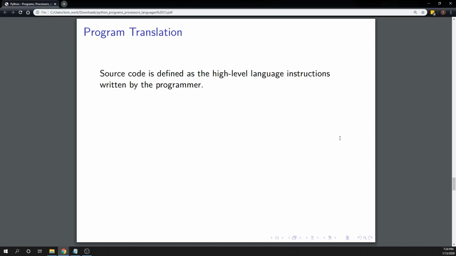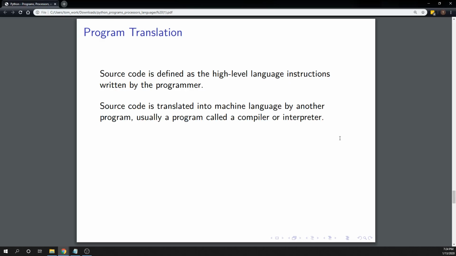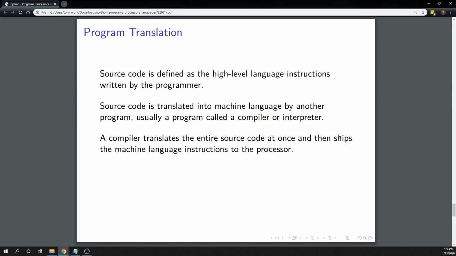So that program translation is done by another program, usually a program called a compiler or an interpreter. There is an important difference between compilers and interpreters. A compiler would translate the entire source code at once and then ship all of the machine language instructions to the processor. That would be similar to how somebody would translate a book, where you have a book written in one language, and then somebody would take that book and translate it into a different language, and then release the whole book as a translation.